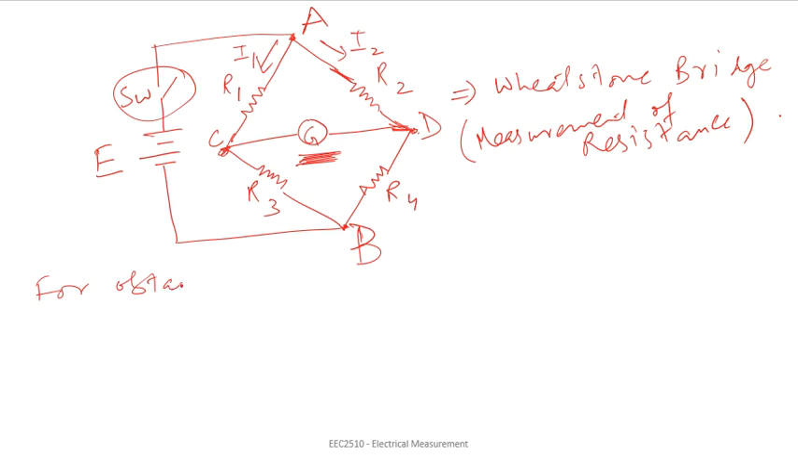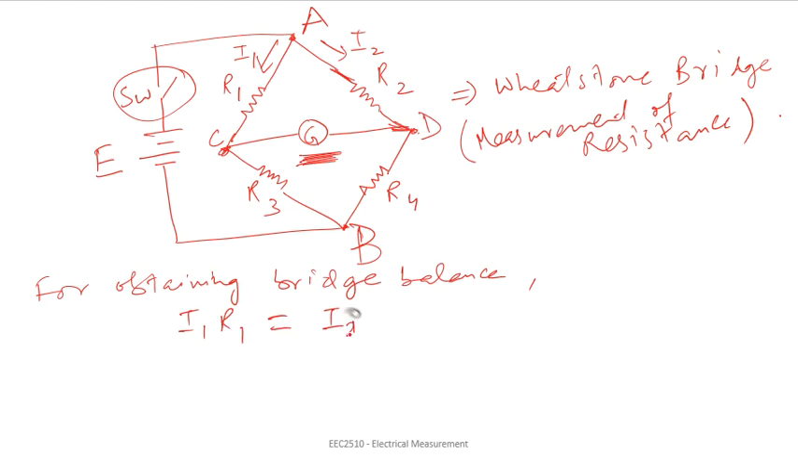for obtaining bridge balance, I1 R1 will be equal to I2 R2. Okay, and for the current in the galvanometer to be 0, what are the conditions that should be satisfied? So let me just write down on the next page.